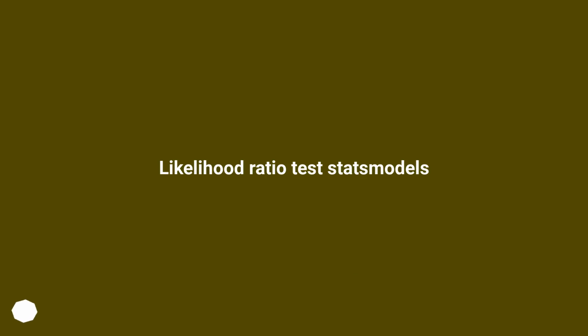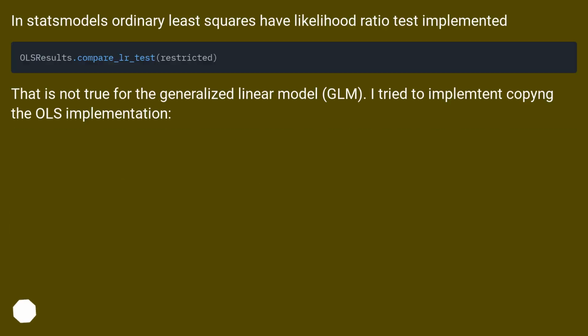Likelihood ratio test, statsmodels. In statsmodels, ordinary least squares (OLS) has a likelihood ratio test implemented. That is not true for the generalized linear model, GLM. I tried to implement it by copying the OLS implementation.